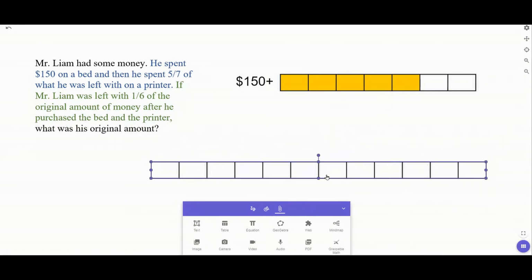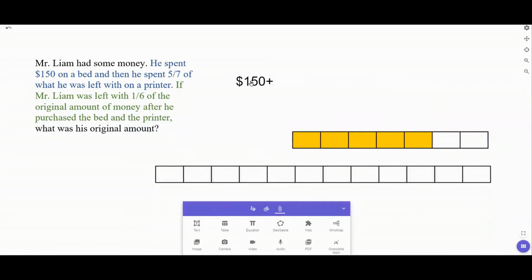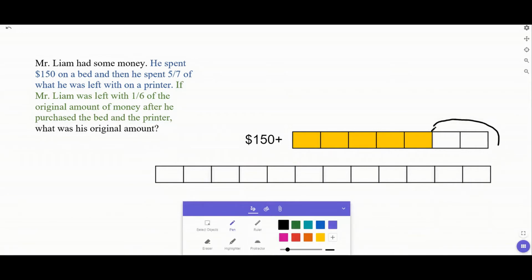So let's place my items here. And there's a lot to process. Make sure you understand the representation. So clearly, this is what he was left with after he bought the printer and the bed. And what I just circled is 1/6 of all of his money, the original amount. So I took 2 right here times this 6. I got 12. So 12 rectangles must represent his original amount.